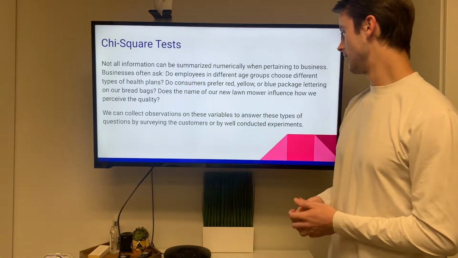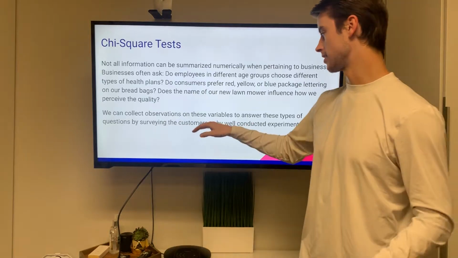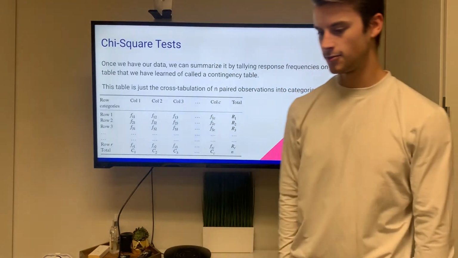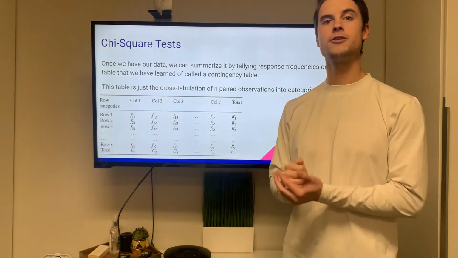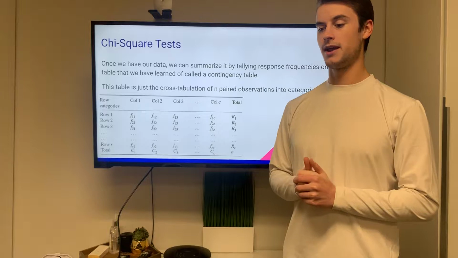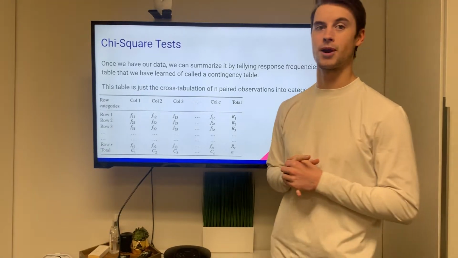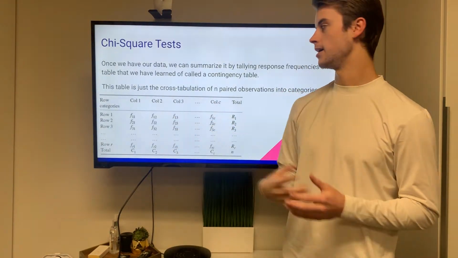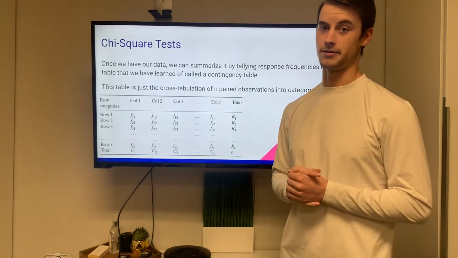So, we can collect observations on these variables to answer these types of questions by surveying the customers or by well-conducted experiments, and we put them in what's called a contingency table. And I hope you're familiar with these contingency tables because we learned about them in session 3 or 4, I believe, when we dealt with probability, okay? So these should look familiar to you and not be as scary because you've learned them already.